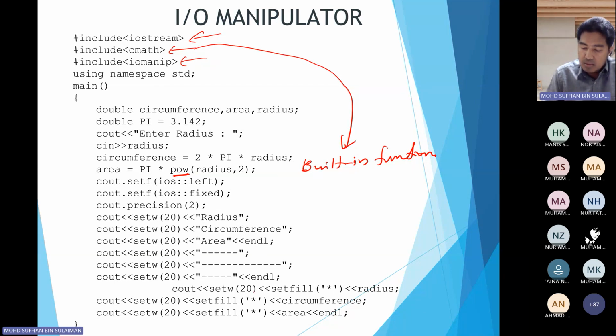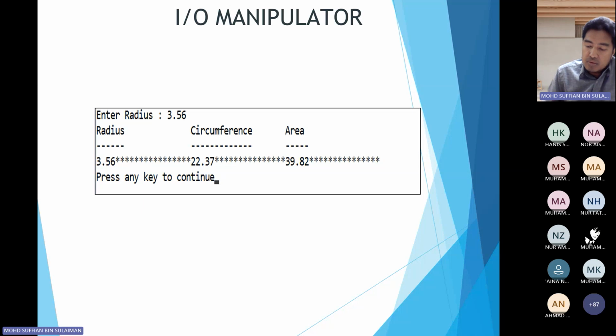There are many actually built-in functions, but in this case we just use pow. What does it mean? Pow of radius, radius to the power of 2. Alright, and then this is the output. So you can try it out and see the output. Of course it should be similar to this slide.